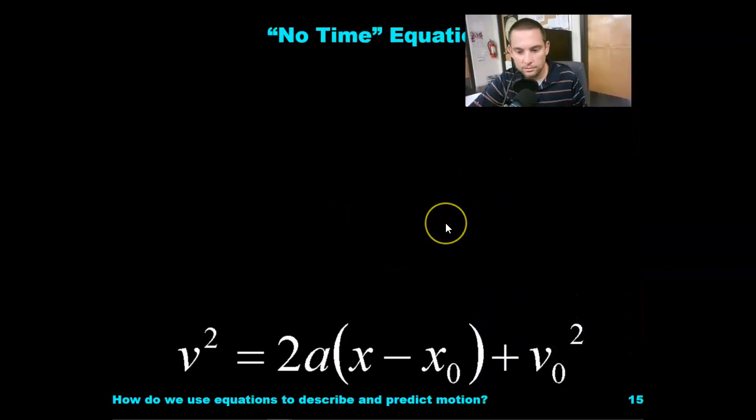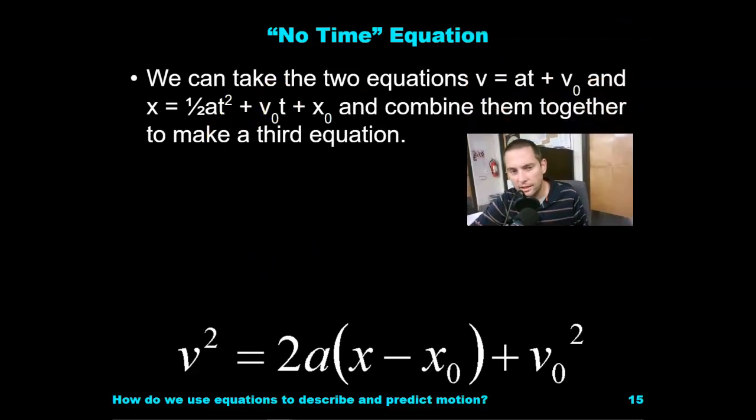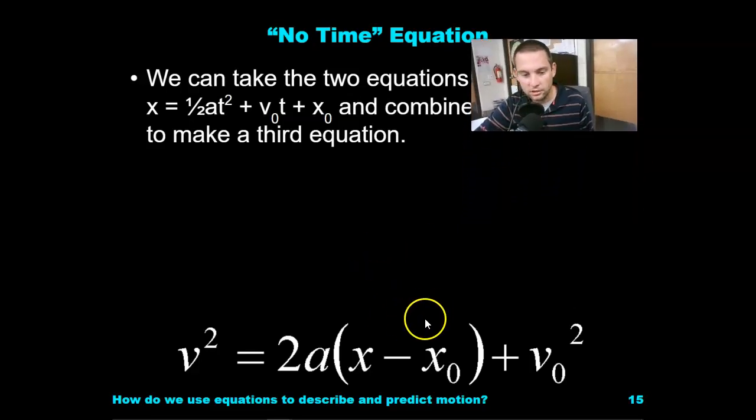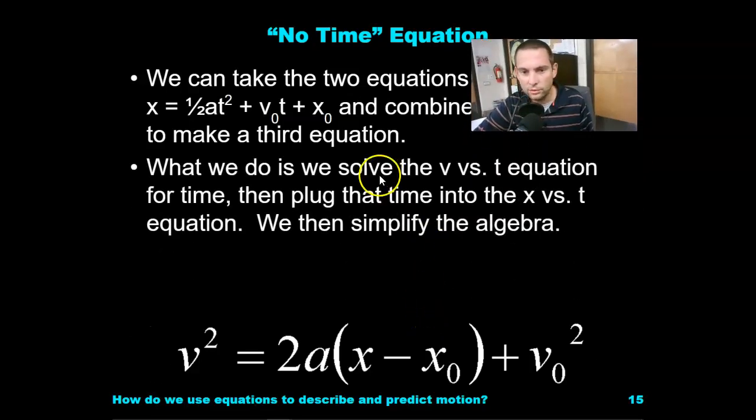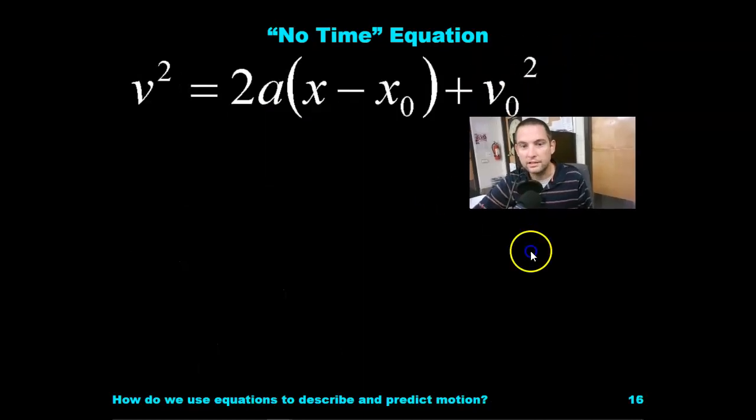No time. If we're not given time, we have this equation for us. We can take the two equations, v equals at plus v naught, and x equals 1/2 at squared plus v naught t plus x naught, and combine them together to make a third equation. What we do is we solve the v versus t equation for time, then plug the time into the x versus t equation, then simplify the algebra. We're not going to show all the math, but the result needs to be known, and that is this.